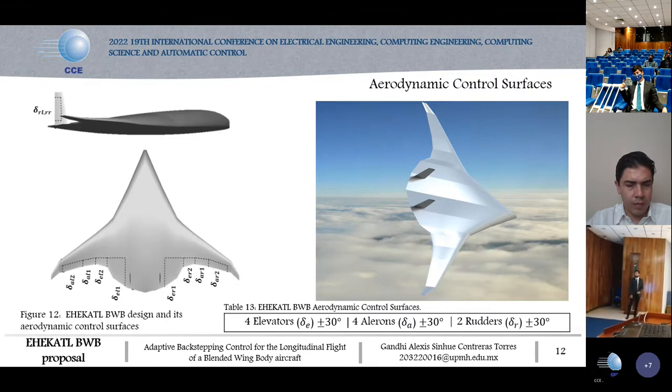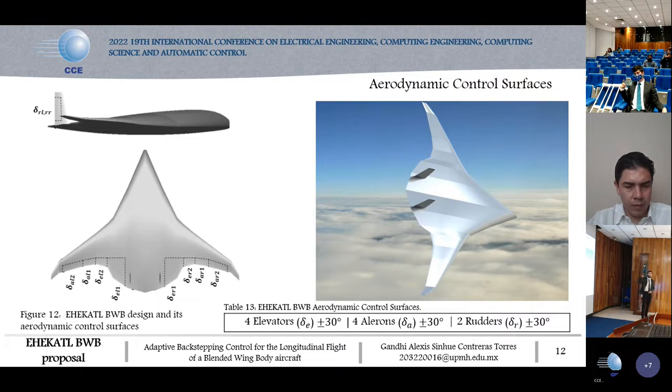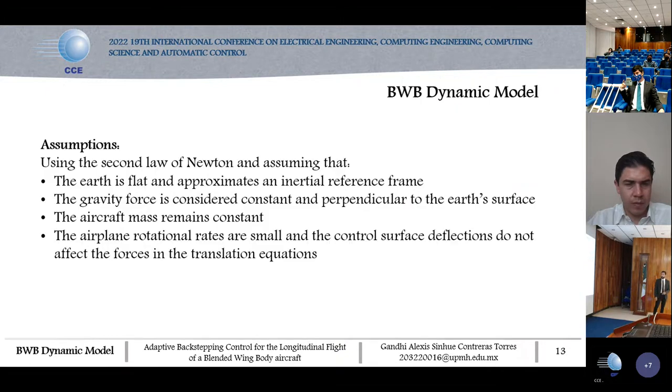You can see four elevators, two on this side and two on this side. We have two ailerons, also one on each side. And we have rudders on our vertical stabilizers, one per each of them. With elevators, we control the pitch moment, that is, the moment of the aircraft in the longitudinal movement. With ailerons, we generate roll moment. With rudders, we generate yaw moment. So this is the way in which we control the motion of the aircraft.